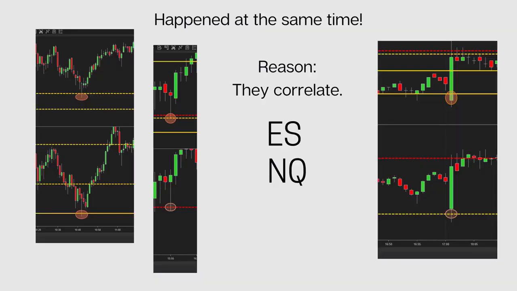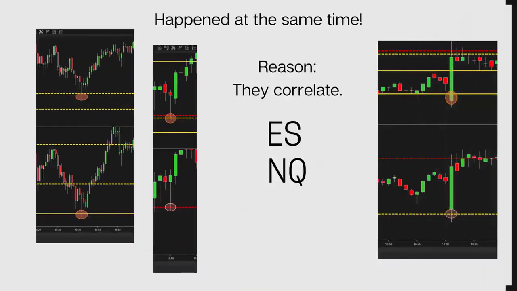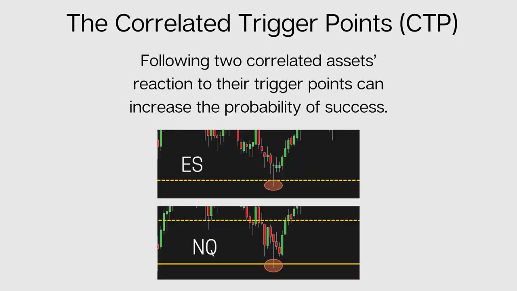So the reason is that ES and NQ correlate. So it's not very surprising. What surprised me is that it happened so many times off our trigger point. So my discovery is called the correlated trigger point CTP method. Following two correlated assets' reaction to their trigger points can increase the probability of success. And I want to present a demo on a gold future correlated with the silver future.